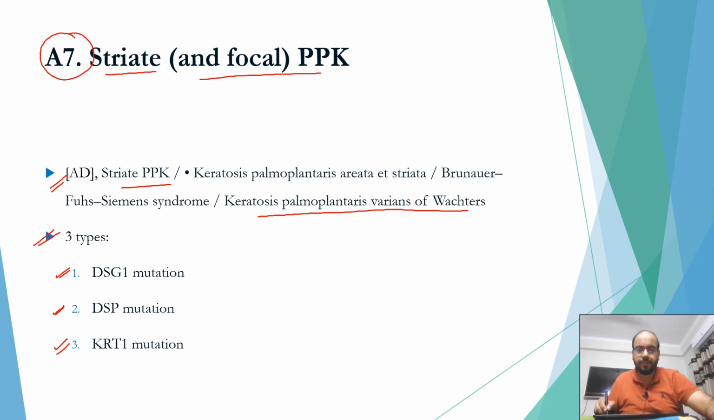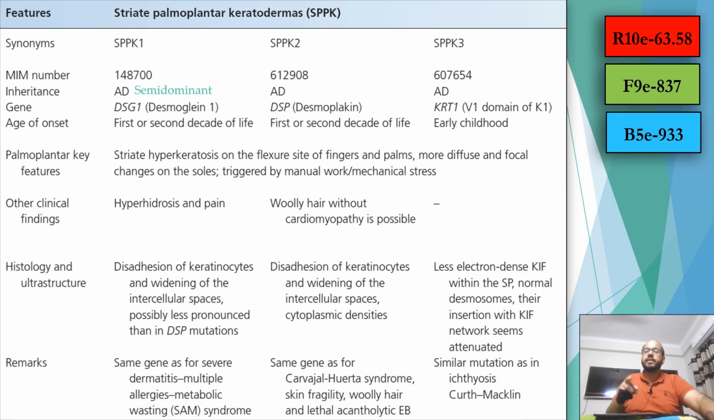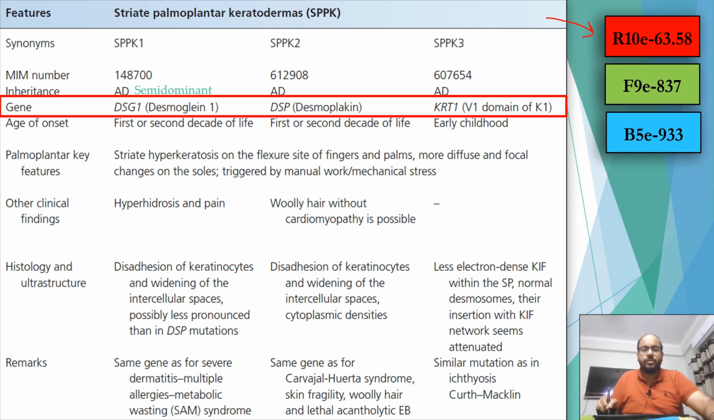Let's move forward. This table I've taken from Rook's. This is the reference, Rook's on this page, and we'll be discussing the three types of striate palmoplantar keratoderma. Just look at the mutation first. In the first one, you have desmoglein 1, the second has desmoplakin, while the third is keratin 1 mutation, especially the V1 domain. All the disorders are autosomal dominant in transmission, but you have a semi-dominant transmission in type 1. Clear?